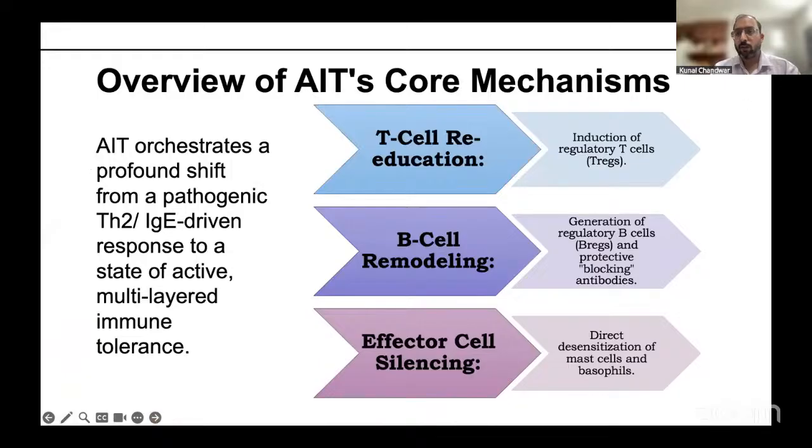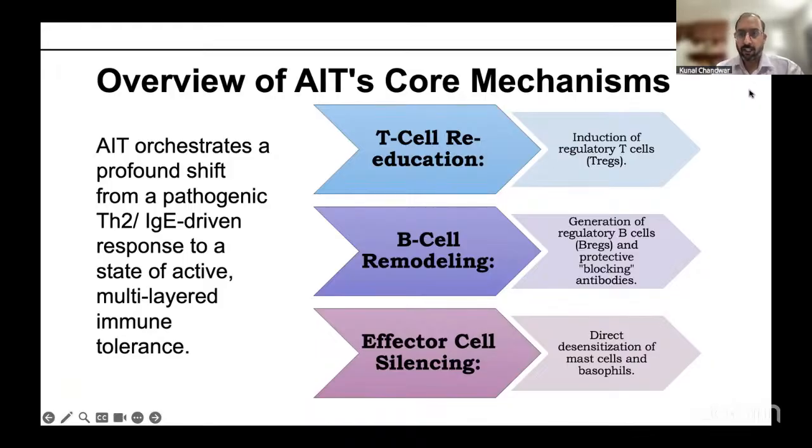So an overview of the core mechanisms of AIT. It has three basic mechanisms. You would have in your immune system two parts. You would have your innate immune system and you would have your adaptive immune system. So allergen immunotherapy concentrates on both the adaptive and the innate immune system.